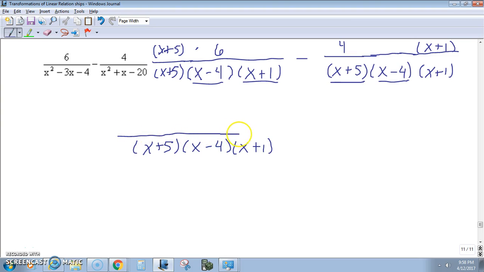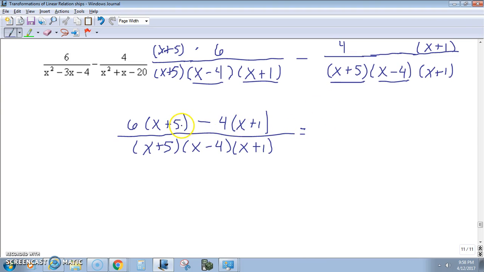Oh, again with these horizontal lines I can't draw. Okay, what's my numerator going to be now? My first one is 6 times x plus 5, right? Minus 4 times x plus 1. Now, let's actually simplify this and see if we can reduce this any more.